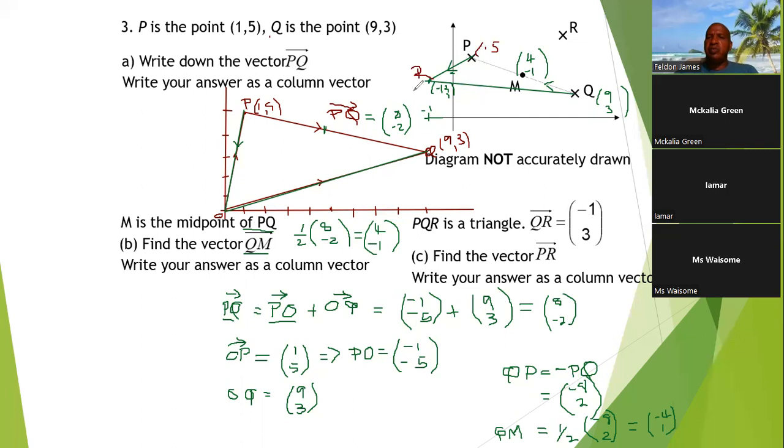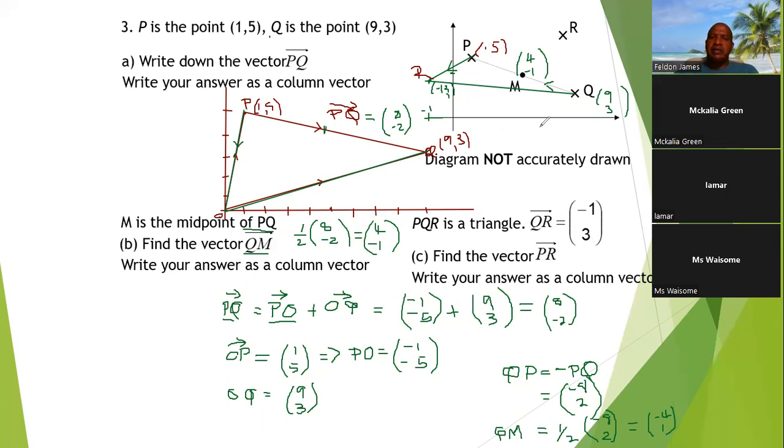So going from P to Q and then from Q to R is the same as going from P to R. In other words, you would be adding the vector PQ, which is (8, -2), with the vector QR, which is (-1, 3).